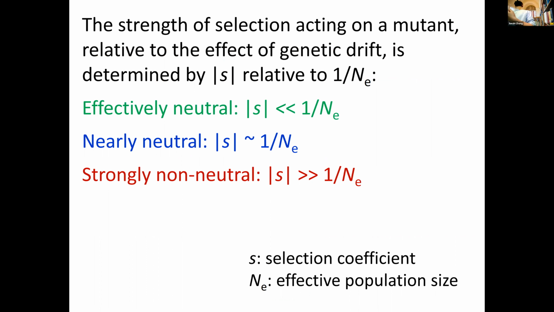So if the selection coefficient S is on the order of 1 over NE, we say this mutant is nearly neutral. If S is much lower than 1 over NE, then the mutant is effectively neutral. If S is much larger than 1 over NE, then we say it's strongly non-neutral. Okay, so that is the definition.